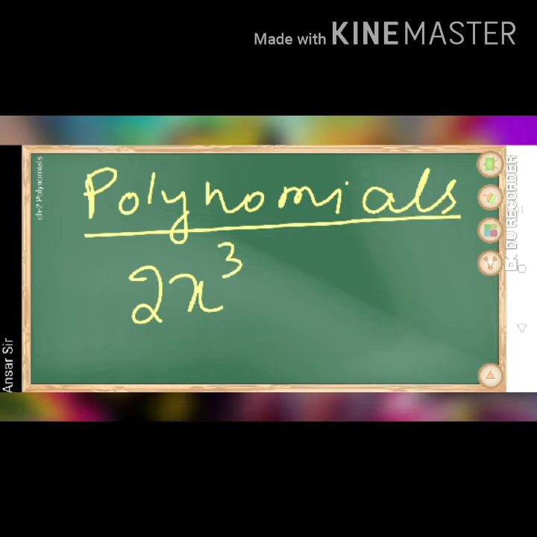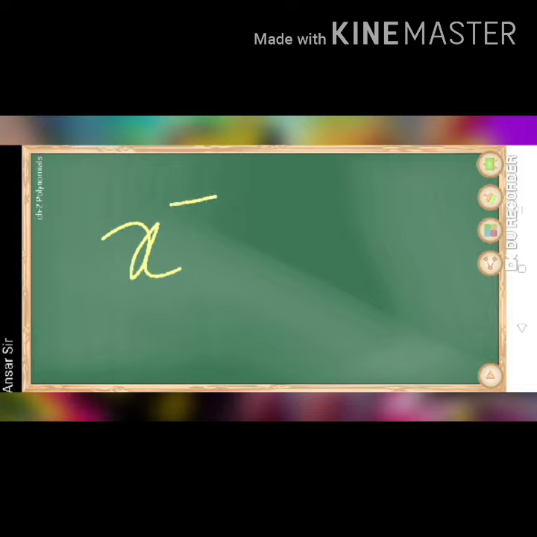2x cube is a polynomial. Similarly, 4y square is also a polynomial. x to the power minus 3 is not a polynomial because it has a negative exponent, and a polynomial has no negative exponent for any variable in the terms.